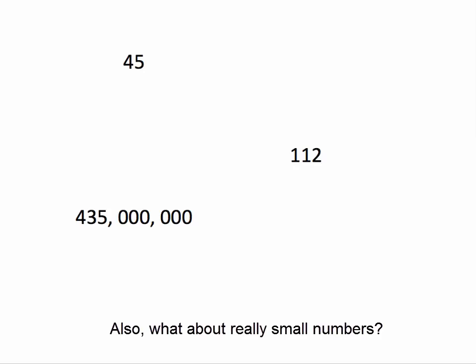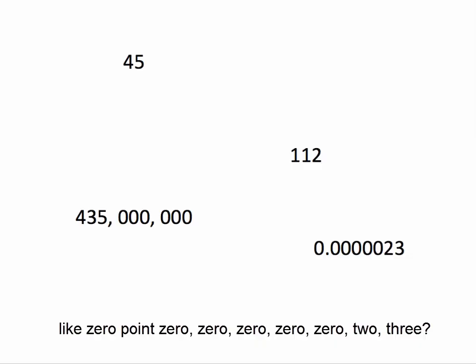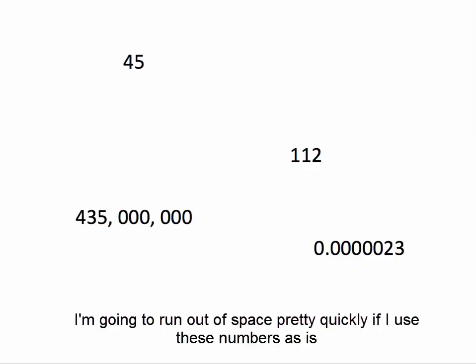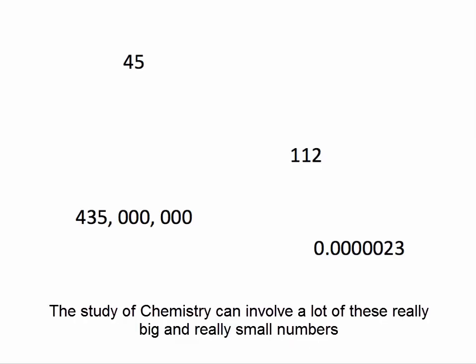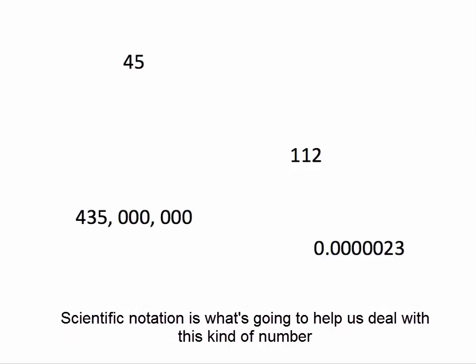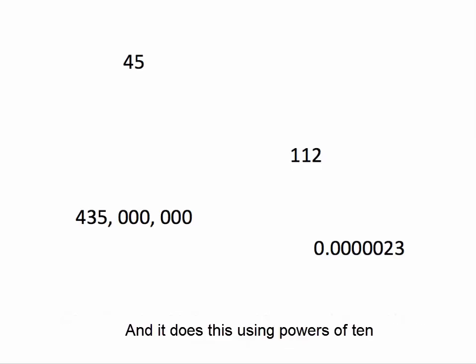Also, what about really small numbers like 0.00000023? I'm going to run out of space pretty quickly if I use these numbers as is. The study of chemistry can involve a lot of these really big and really small numbers. Scientific notation is what's going to help us deal with this kind of number, and it does this using powers of 10.